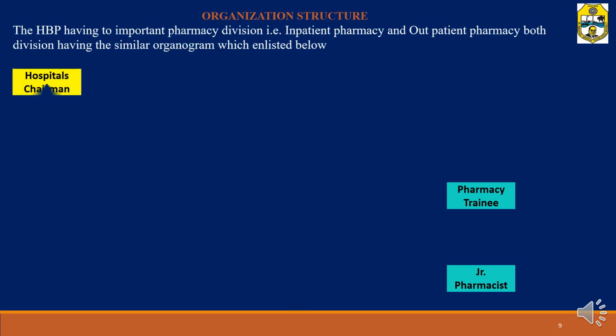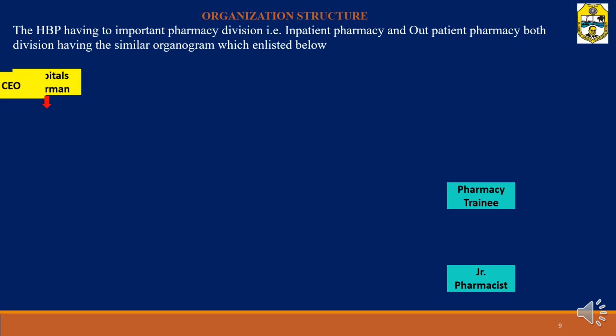When we are discussing the organogram of a hospital pharmacy, it always starts with the first person, called the hospital chairman. Who is a hospital chairman? The hospital chairman might be the hospital owner. He is the center point of our hospital organization, or the central point of our hospital pharmacy. So the first person in an organogram is the hospital chairman.